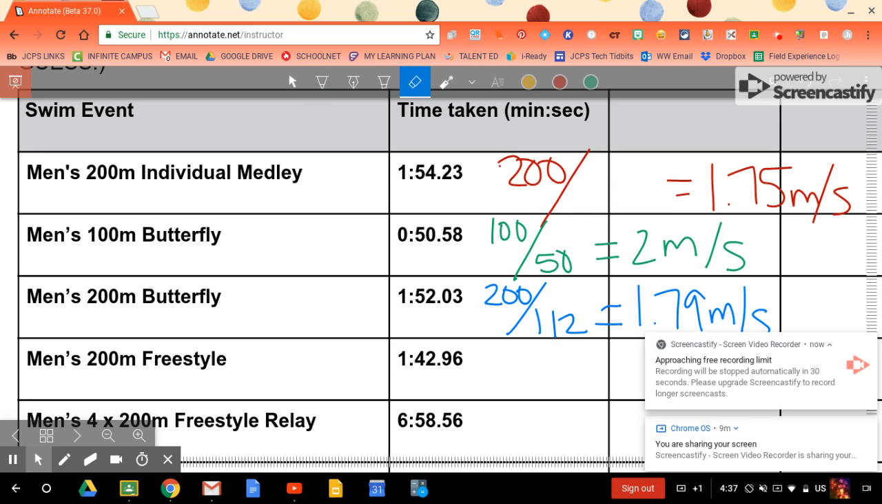Going back to that first one, and this is my fault, you guys, I was trying to read my writing. This should be 200 divided by 114. Sorry, I calculated my seconds wrong.